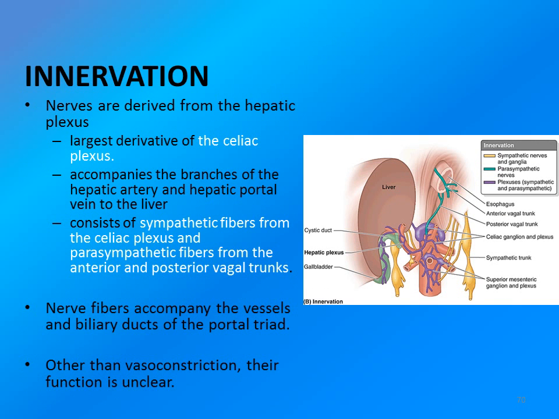Innervation, of course, is derived from the celiac plexus that has both sympathetic and parasympathetic fibers running through it. The parasympathetic fibers arise from the anterior and posterior vagal trunks. Nerve fibers also accompany vessels and biliary ducts along the portal triad. Other than vasoconstriction, their function is unclear.